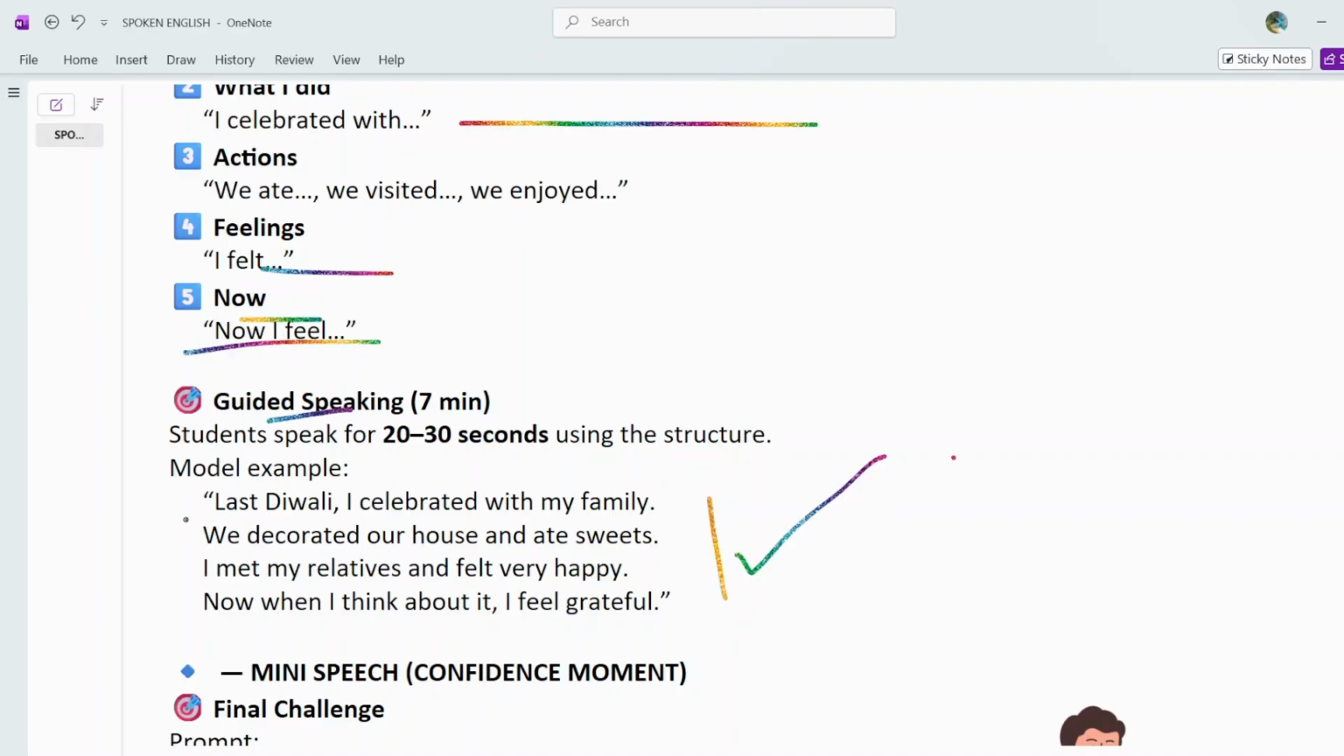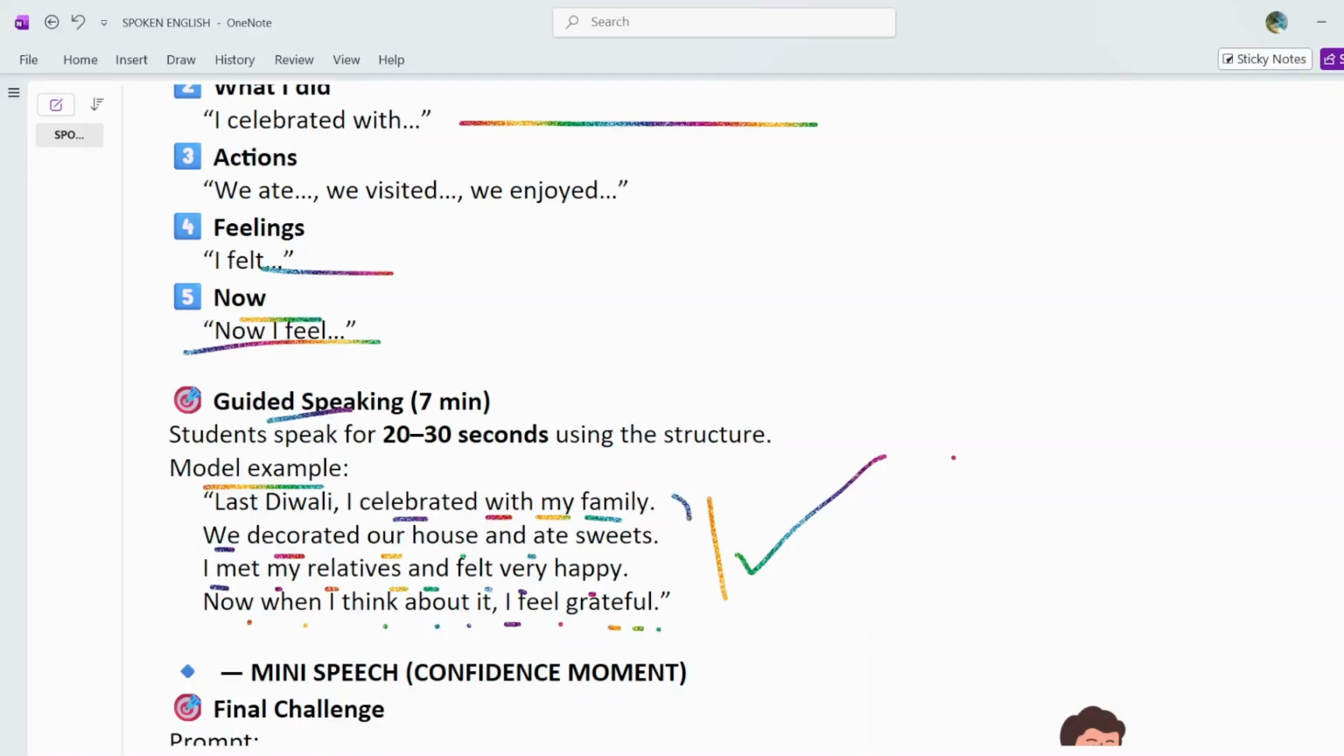However, I'm just going to read the model example for you. Last Diwali I celebrated with my family. Okay, we decorated our house and ate sweets. I met my relatives and felt very happy. Now, when I think about it, I feel grateful.